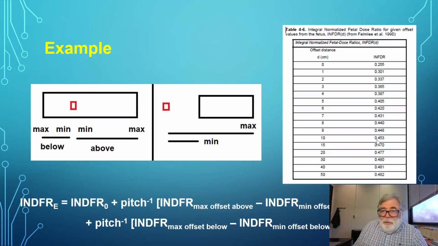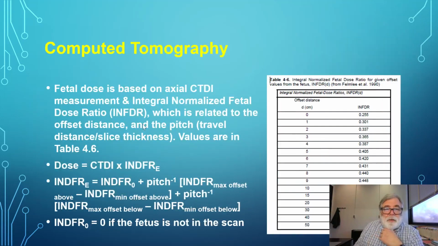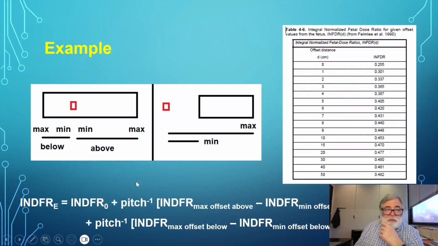We would use the INFDR for 10 centimeters. We would take that larger one, the 10 centimeter one, minus the 1 centimeter one, and we divide that by the pitch. Pitch, remember, is the travel distance divided by the slice thickness. So this is essentially the slice thickness divided by the travel distance, the distance between slices. Okay, so we take that thickness divided by distance, take our two INFDRs, subtract them.